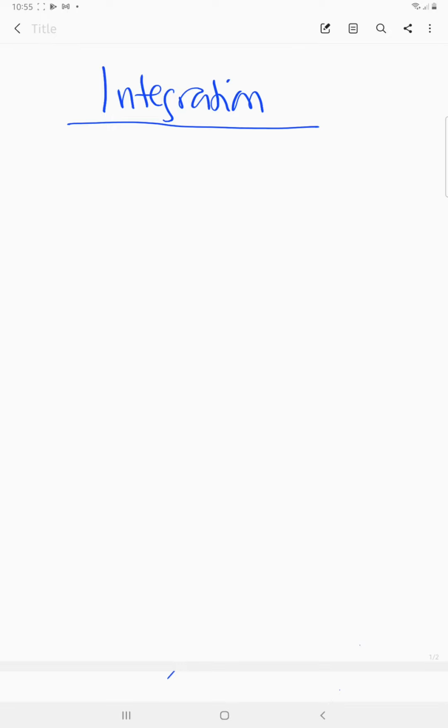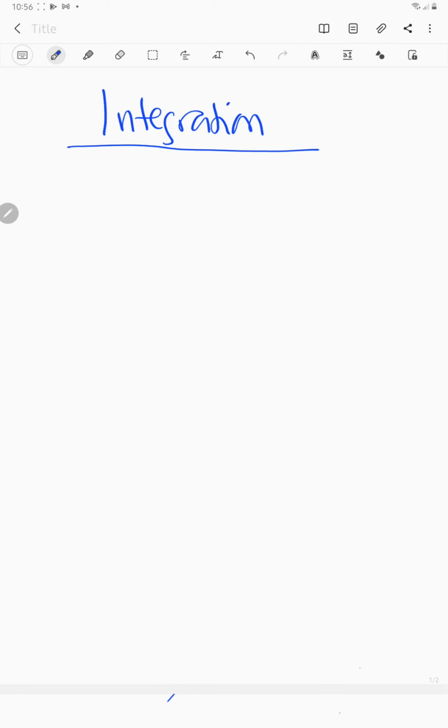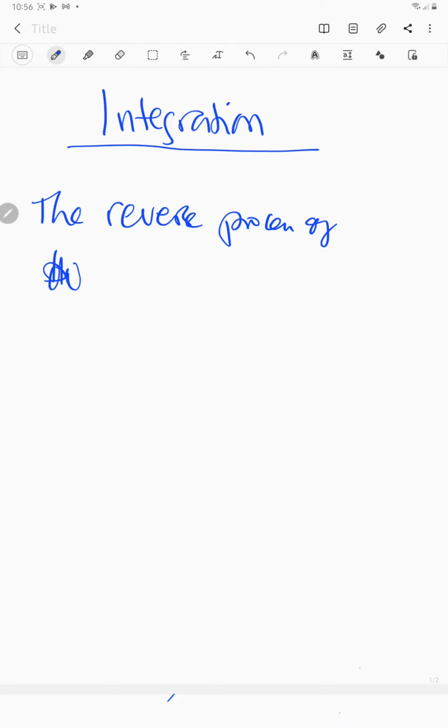We are going to start discussing integral mathematics, and the integral, which is regarded as integration. From the definition context, it's defined as the reverse process of differentiation. So the reverse process of differentiation is actually called integration.